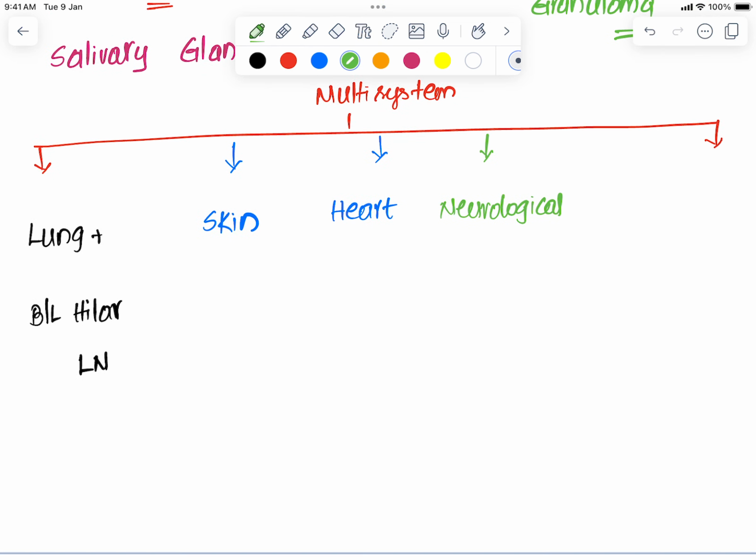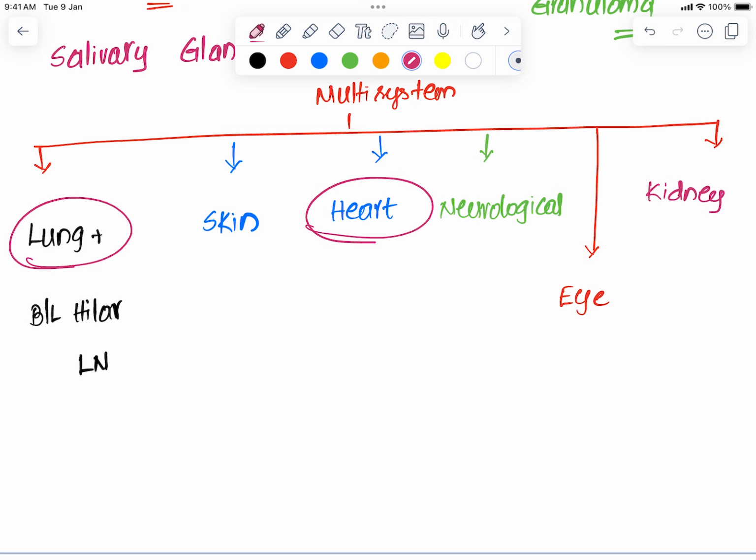And followed by the neurological involvement, you also have involvement of the eye, that is in the form of uveitis as well as the pars planitis. Then you also have the involvement of the kidney, and that is in the form of the renal hypercalcemia. So in this way, it is a multi-system disorder. The most common organ affected will be lung, least common organ affected will be the heart.